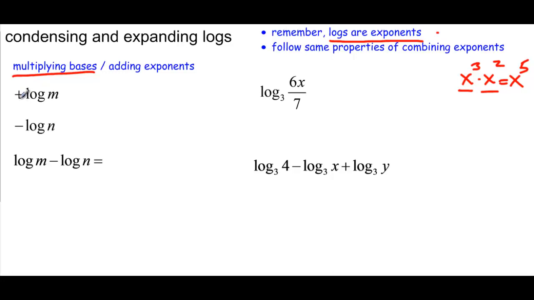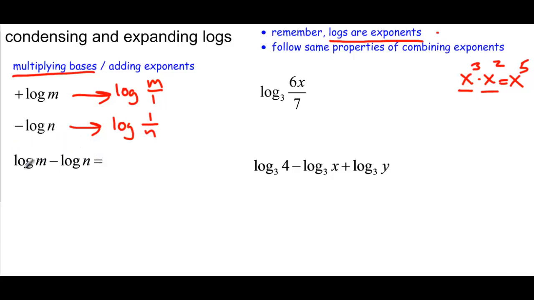So right here we have a positive log of m. So that's really saying log of m in the numerator. Okay, so that's the same thing as there. Whereas if we have a negative log, that's the same thing as log, and we're going to put it in the denominator. Okay, so that is the situation there. So anytime you see a positive log, it goes up high. Anytime you see a negative log, it goes in the denominator, just like a negative exponent. So let's take a look here.